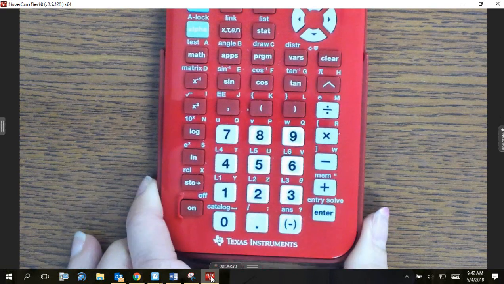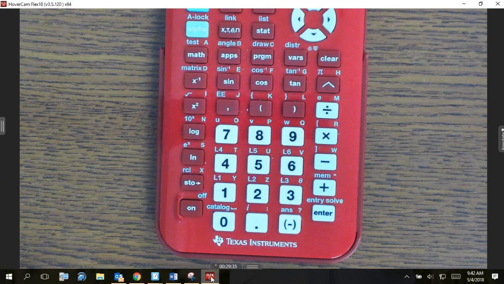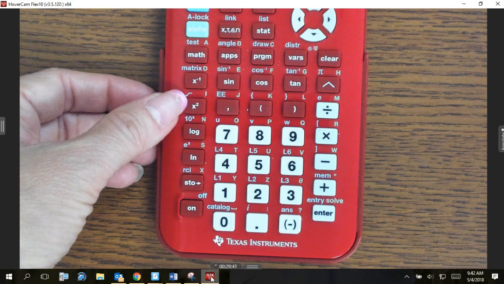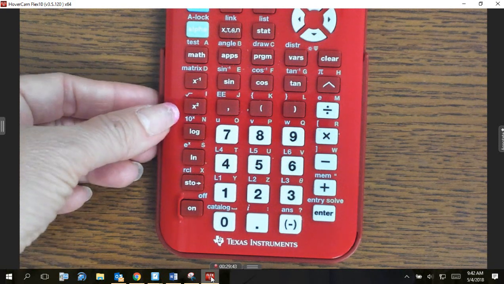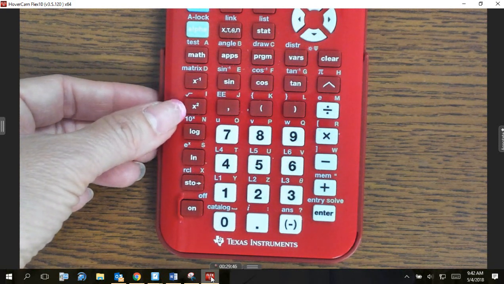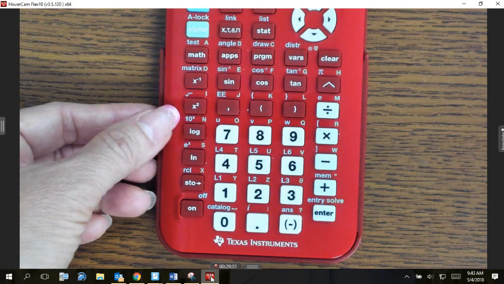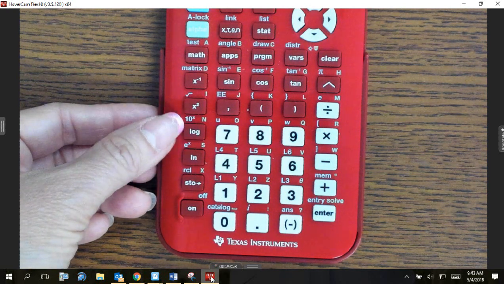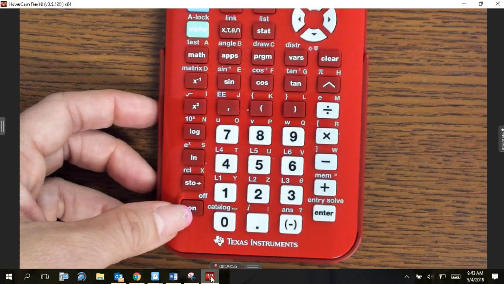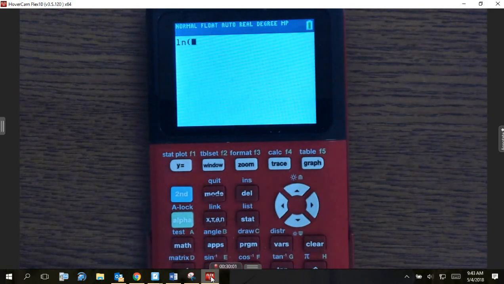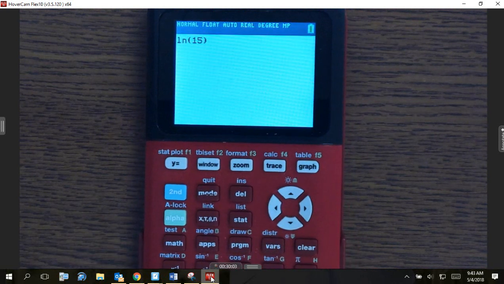I don't know if you guys ever looked that closely at these, but on your calculator, a lot of these buttons are inverse buttons. Like x squared and square root are the same button. Log and 10 to the x are the same button, because they're inverses. And ln and e to the x are the same button, because they're inverses. They undo each other. So to do ln 15 minus 1, you're just literally going to type in ln 15, close your parentheses, subtract 1.